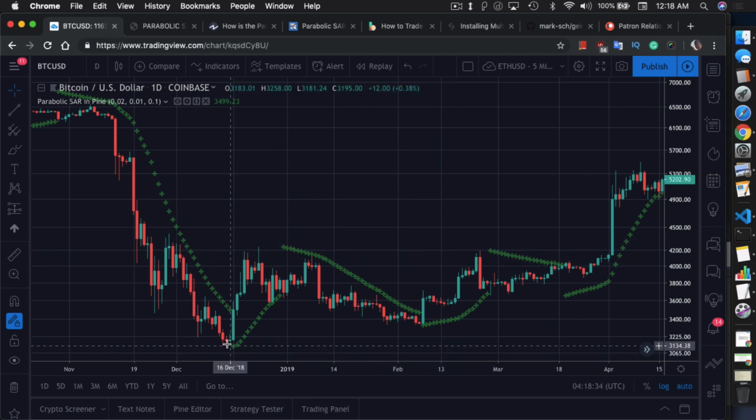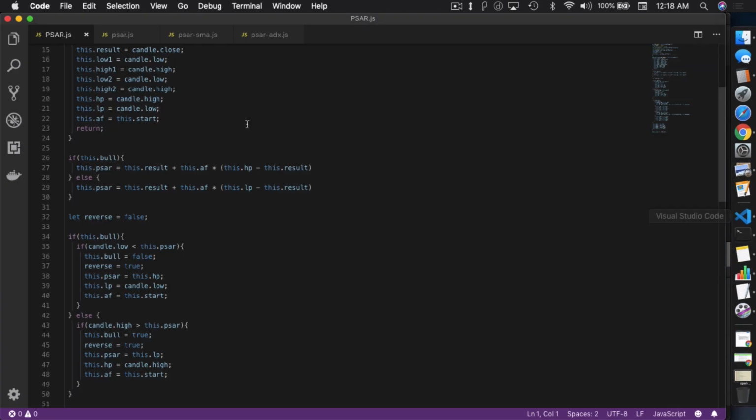Again, when it's below the price, that's a bull trend, and when it's above the price, that's a bear trend. So in his code here, he doesn't even have a bear, so there's no this.bear. It's really just this.bull, and that's it. So anything that's not this.bull is equal to this.bear.